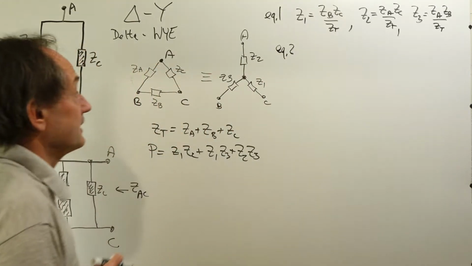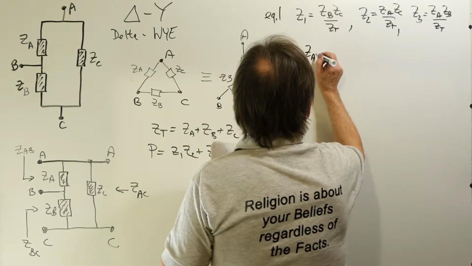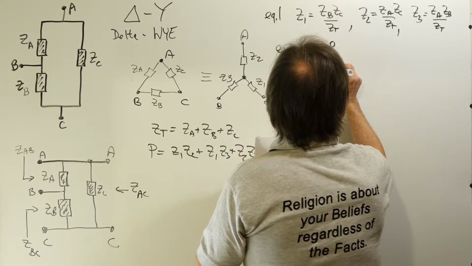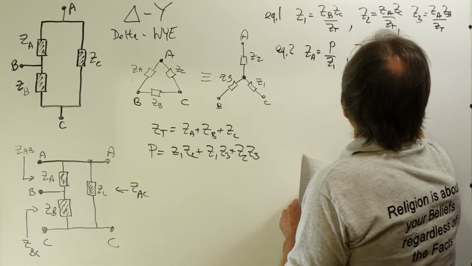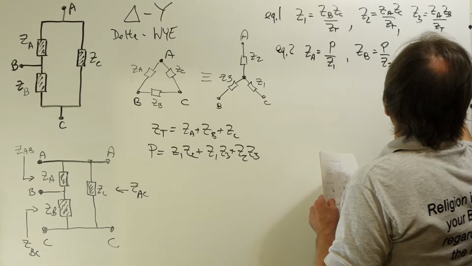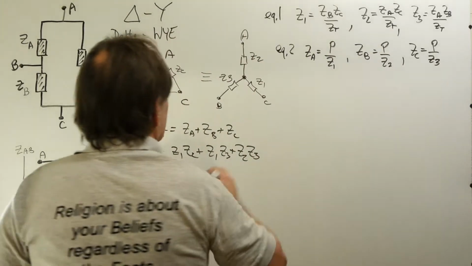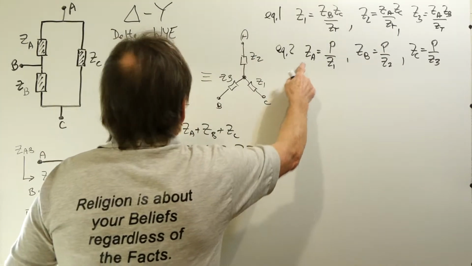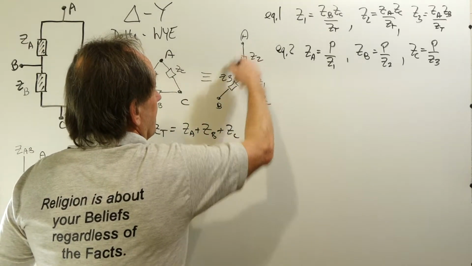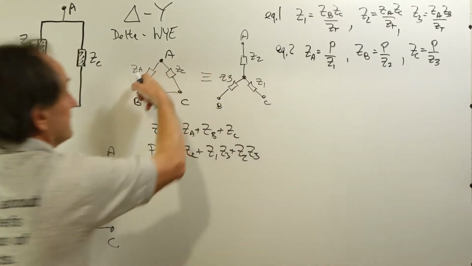And likewise, equation 2 is going to give me the conversion to go the other way. ZA is P over Z1, ZB is P over Z2, and ZC is P over Z3. So this gives us the conversion going the other way. We can get the element values for the delta network given the Y network elements, and this gives us the transformation going from Y to delta.